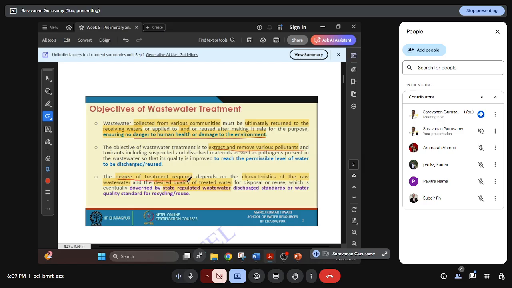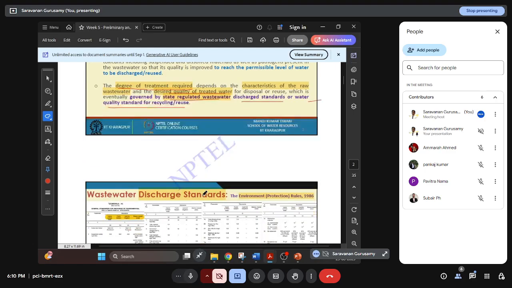Then how much do we need to treat? The degree of treatment is majorly based on the characteristics of the raw wastewater, and also on the desired quality of the treated water. For every disposal option, we have a desired quality, right? That is governed by the state regulator's wastewater discharge standards, and also by water quality standards prescribed by local bodies or guidelines given by ministries.